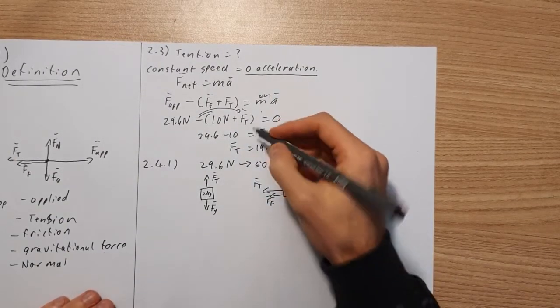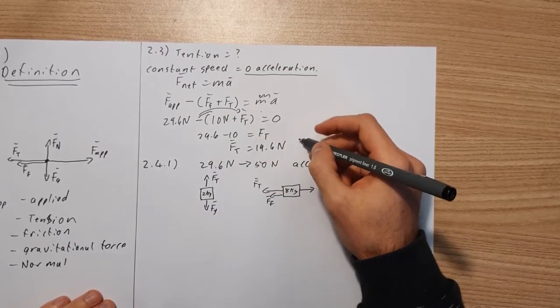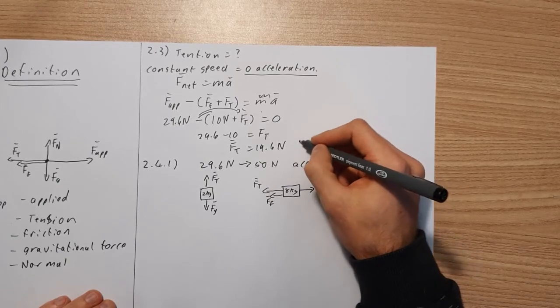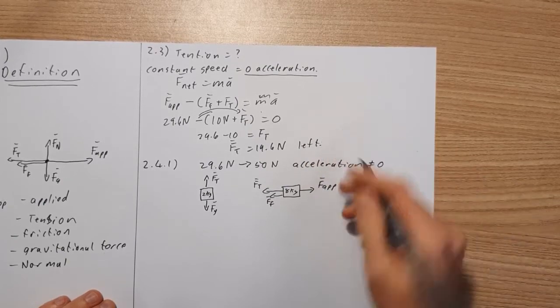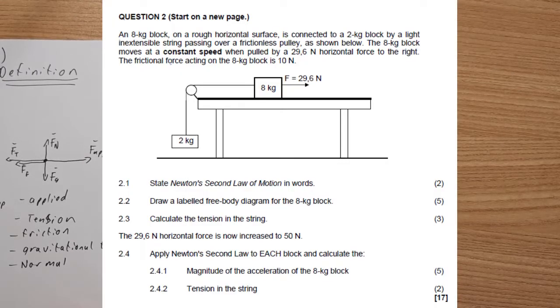Okay, so your tension force is 19.6 newtons, and that will be acting to the left. Okay, then if we look at the next part, 2.4, it says now that the force applied is changed from 29.6 to 50 newtons. So it says apply Newton's second law to each of the blocks and calculate the magnitude of the acceleration of the 8 kilogram block and the tension in the string.